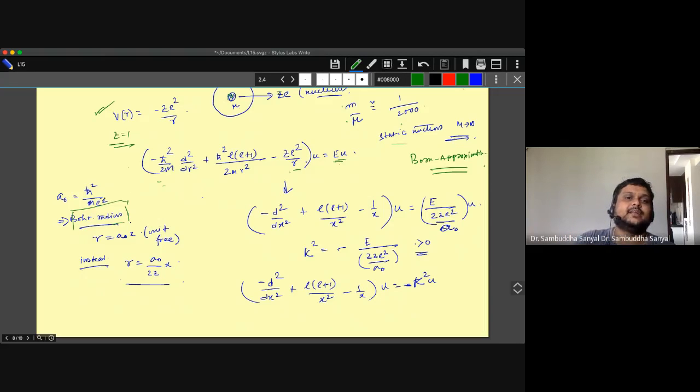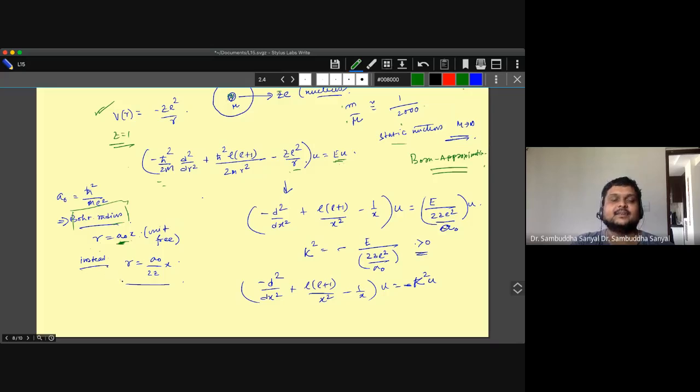So that was a naught equal to h cut square by m e square, which is also something we will get from here, but that's where this a naught came from originally. So then I scale this. I take this a naught to be the unit of distance, and then r is basically a naught x. So x is a unit-free coordinate.